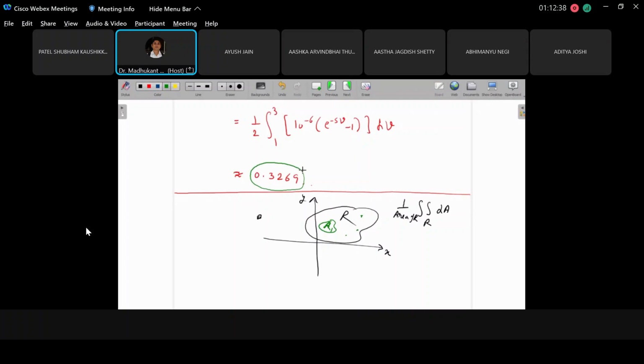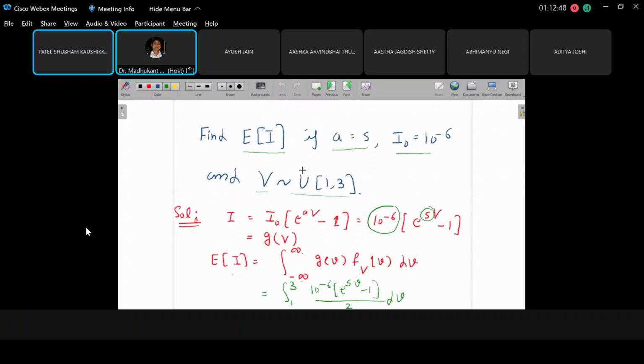Now, why are we not multiplying by V to find the expectations? Can you go through the previous slide here? If you recall the previous lectures, the expectation of g of x, if x is a continuous random variable, is the integration from minus infinity to infinity of g of x times f_X of x dx.